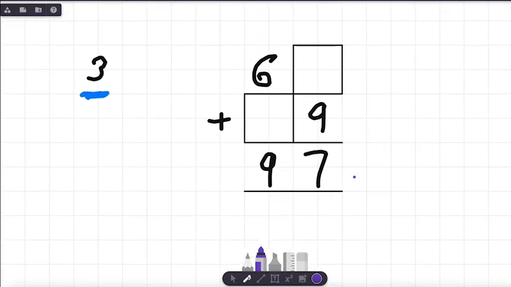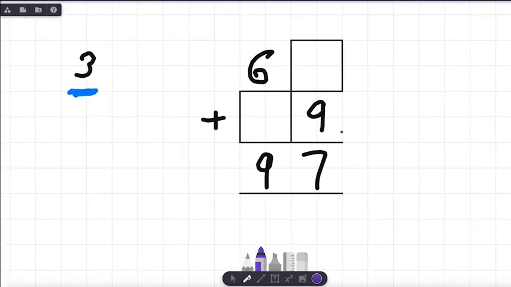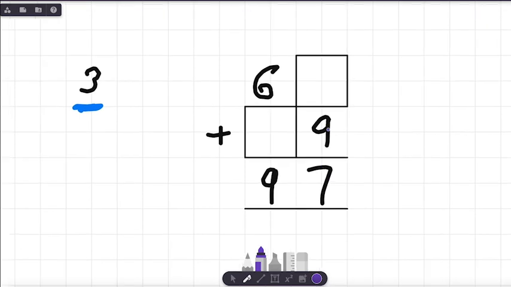Okay, question 3. Something plus 9 is 7. So you might be thinking, well, hang on a minute, what can we add to this to make 7? We can't have -2 here. But there must be some kind of regrouping going on here. So instead of 9 add something making 7, it must total 17.